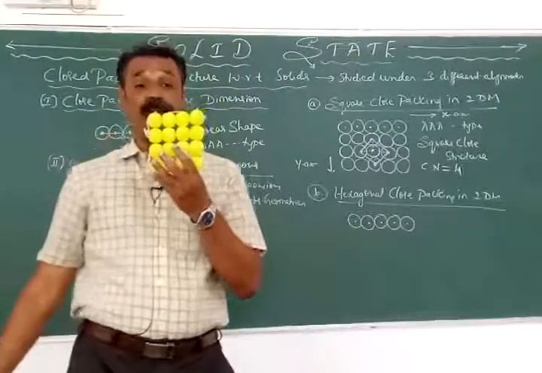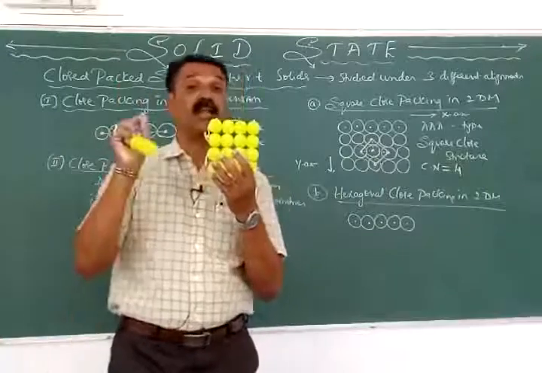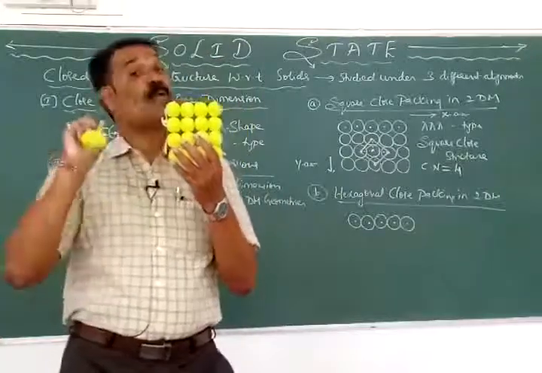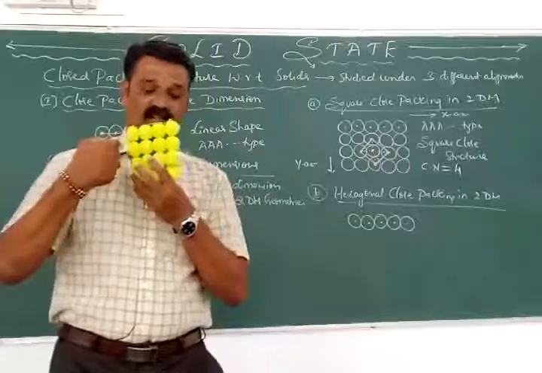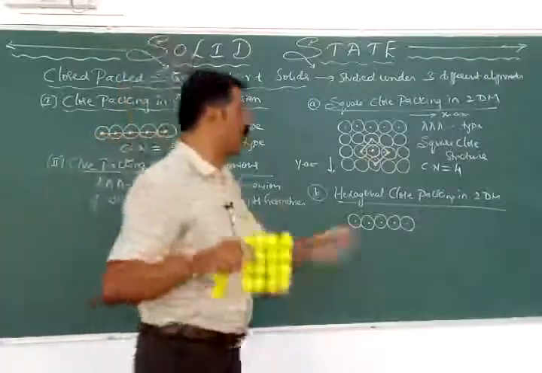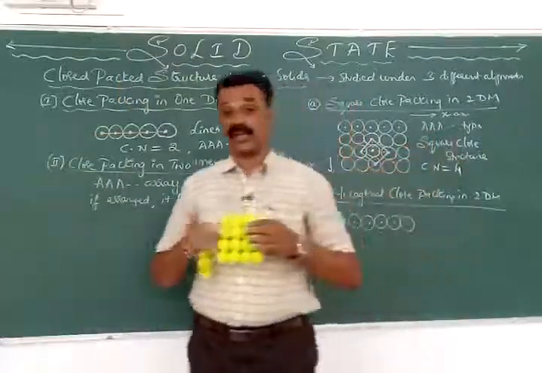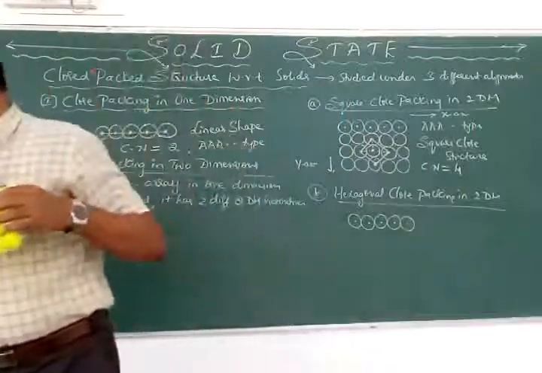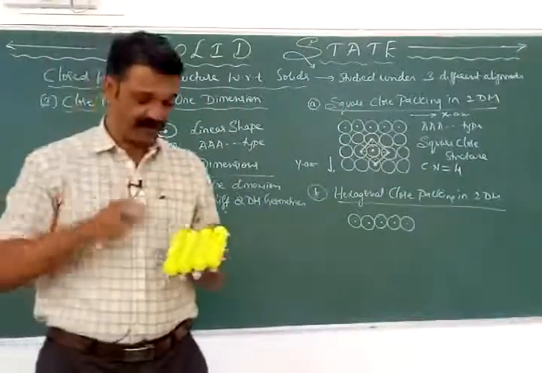Therefore, in both the x-axis and the y-axis, the alignment of the geometry is found to be the same. Therefore, if this is A, this is also A, this is also A, this is also A. That is why it is called what type? A type. Okay. Now, how many nearest neighbors are there with respect to each other here?